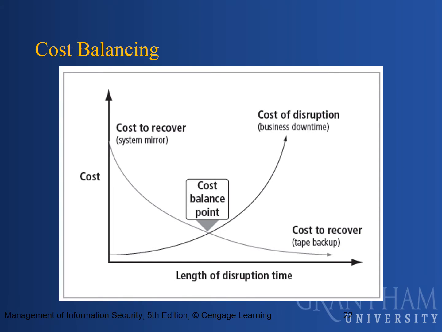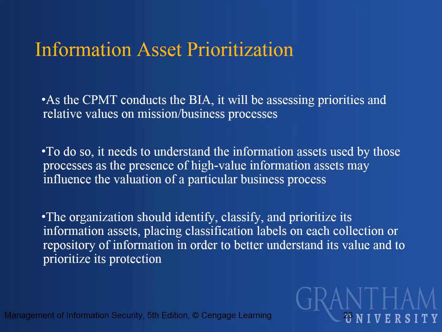Note in cost balancing that the cost balance point is the point at which the cost to recover and the cost of disruption intersect. Normally, the task of information asset prioritization would be performed as part of the risk assessment function within the risk management process.